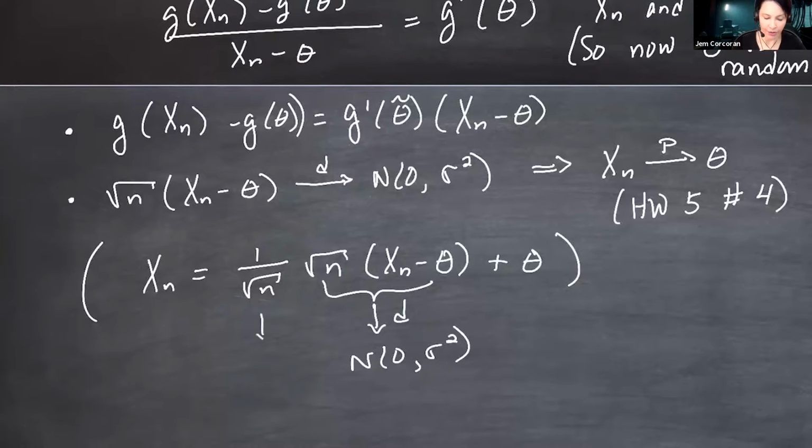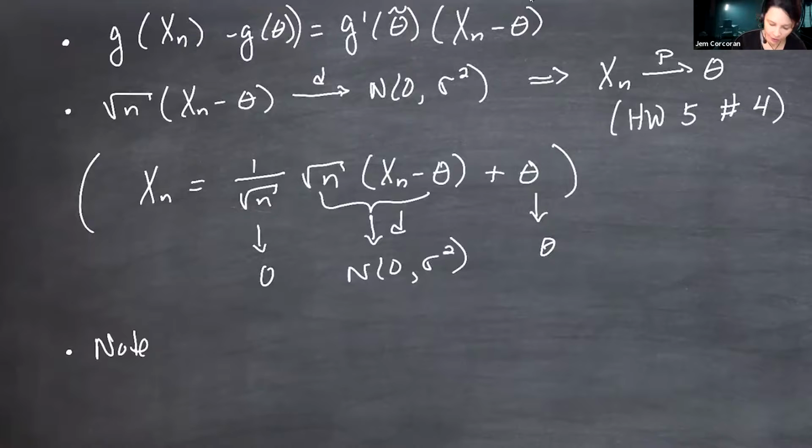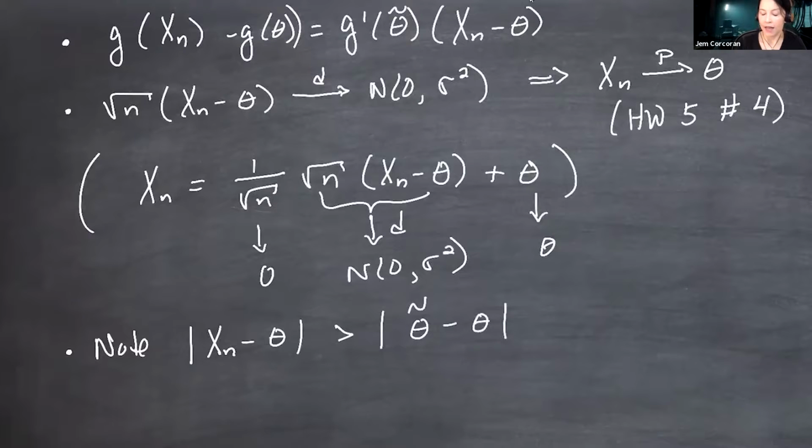So this goes to 0, this goes to theta. Use Slutsky's theorem to say something about the whole thing, and then translate it back to convergence in probability, because again, Slutsky's theorem gives you convergence in distribution results. Okay, so continuing on this proof, note that the absolute value of xn minus theta is strictly greater than the magnitude of theta tilde minus theta. And this comes from the fact that theta tilde is somewhere between theta and xn, without the endpoints.